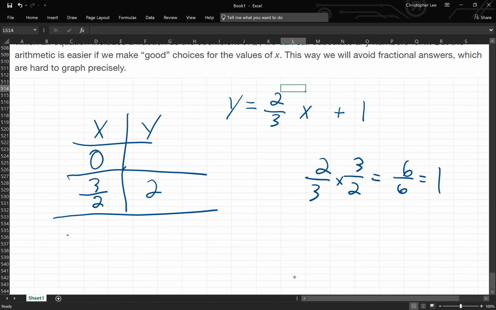What's another nice number that we can multiply this by? How about the negative inverse? Negative 3 over 2. The same thing is going to happen, right? It's just that it's going to be negative 1, and negative 1 plus positive 1 is what? That's 0. All right? Just some suggestions. You know, be strategic in the numbers that you choose. All right?